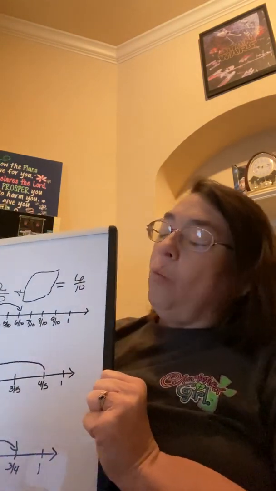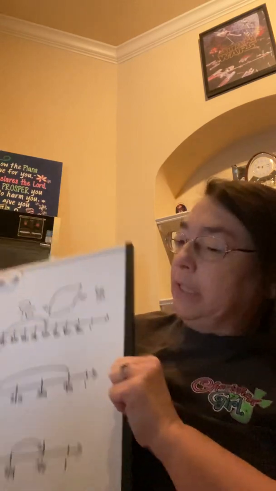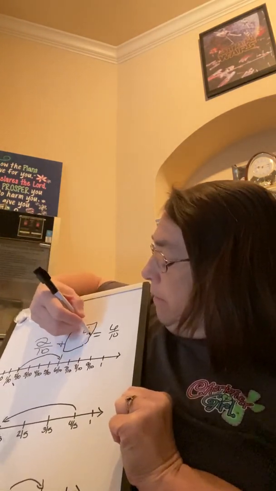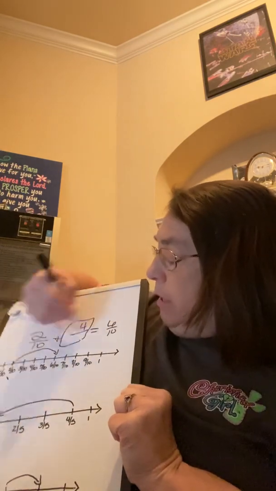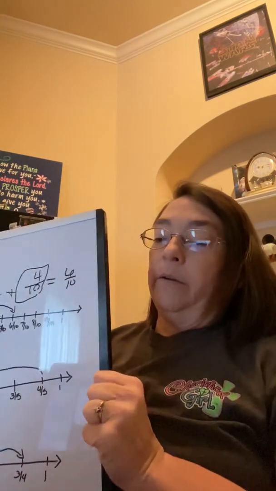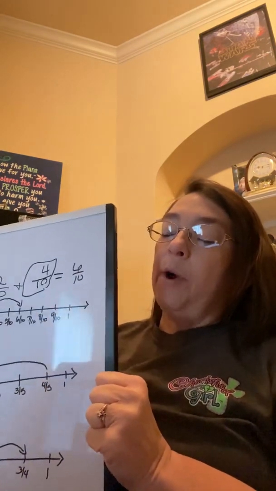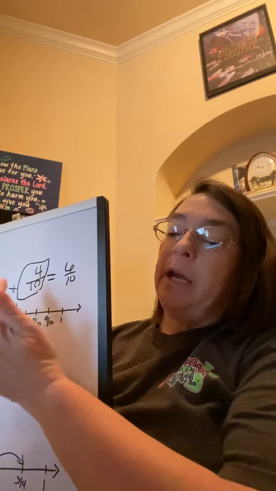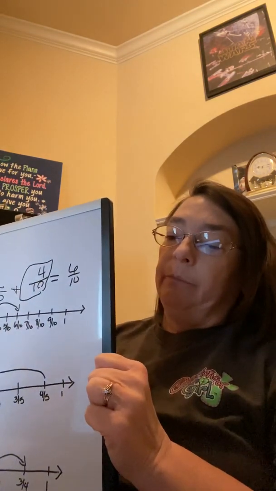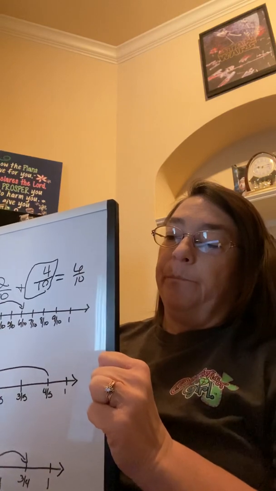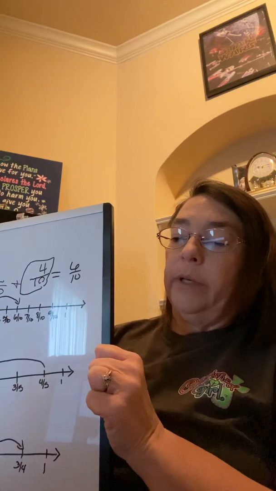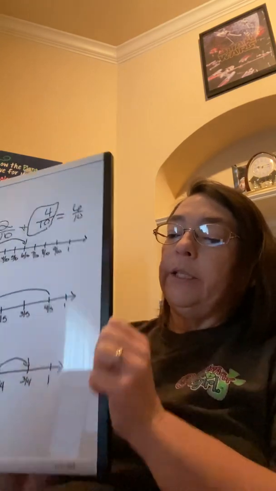So, what plus 2 gives us 6? Well, we know 4 does. And then we've got to put it over something. Well, since these are both over 10, I'm going to put it over 10. So, my problem would be 2 over 10 plus 4 over 10 equals 6 over 10. Okay, that's how I work with adding on a number line. Let's look at the next one.